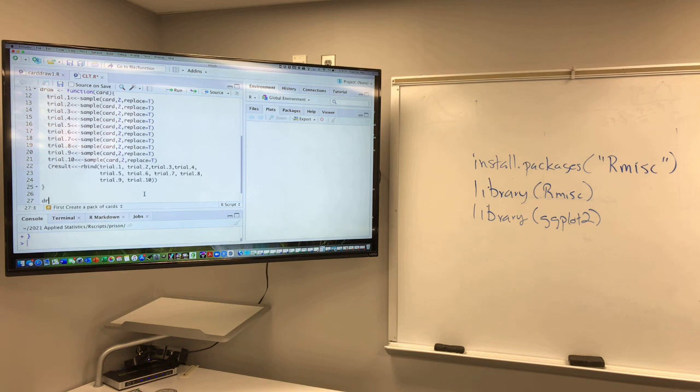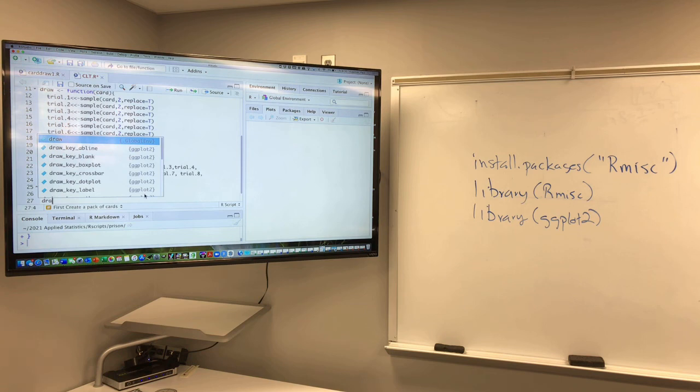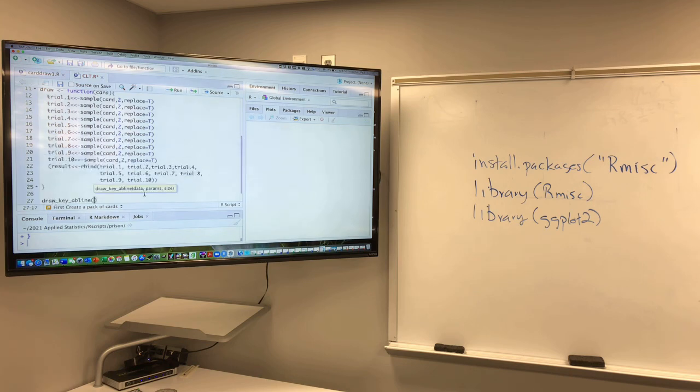So if I type in DRA, it will drop down, or drop up in this case, a menu of things that are possible. And you can just scroll down to whichever one. If you want draw key ab line, just click tab and it will complete it. We don't want draw key ab line because that's not what we're doing, but we do want draw. And we want it to draw, which is the function that we just built, and we want it to draw from the object card. Execute that.